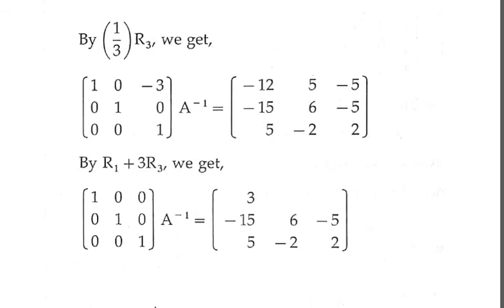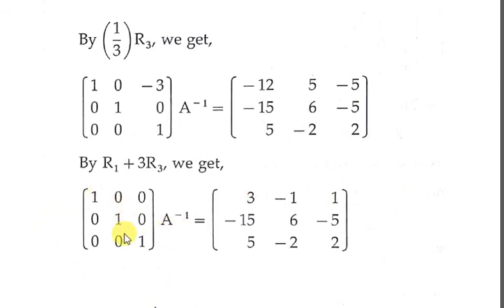Next column, 5 and minus 2. So 5 plus 3 times minus 2, that is 5 plus minus 6, and 5 plus minus 6 is minus 1. In the last column, R1 is minus 5, R3 is 2. So minus 5 plus 3 times 2 is equal to 6, so minus 5 plus 6 is equal to 1. So this is the way we change the first row.